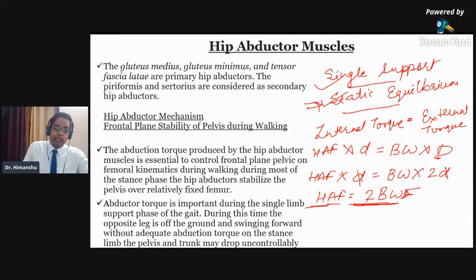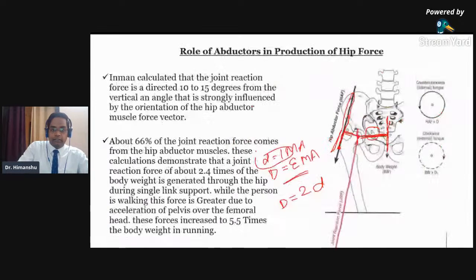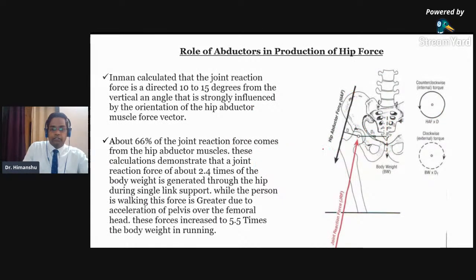So supposing my body weight is somewhere around 700 Newton, in that case, in this particular position, my gluteus medius will produce a force equal to 1400 Newton. All right. So this is the theory behind it. Now, going back to this slide again. Okay, I just have to remove it.